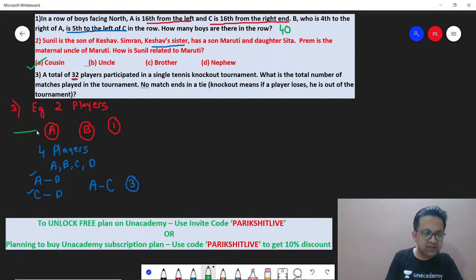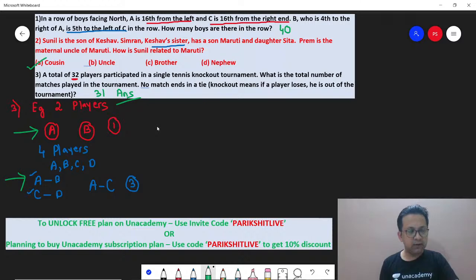I easily showed and verified this. 2 players, you just need 1 match to determine the winner. 4 players, you just need 3 matches. Look at the relationship. Beautiful relationship, right? Number of matches, 1 less than the number of players. So 32 players would mean 31 matches, and that's going to be your answer. Fine? Follow? Any doubt, any query that you wish to ask? Clear? Fine. Let's go to the next one then.